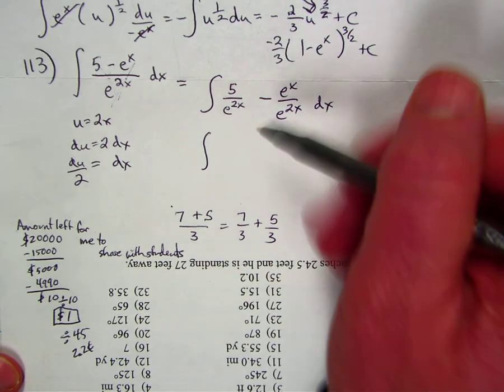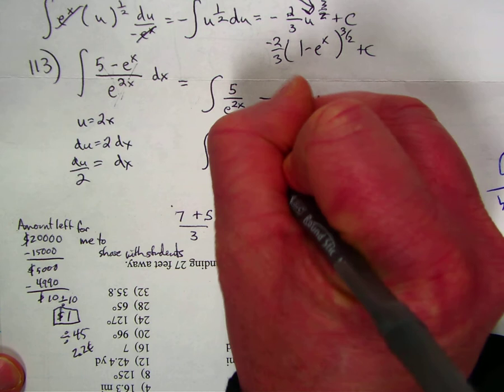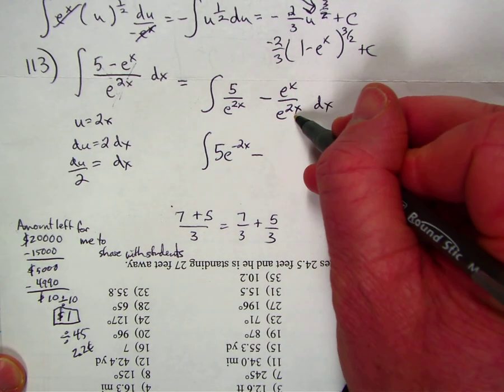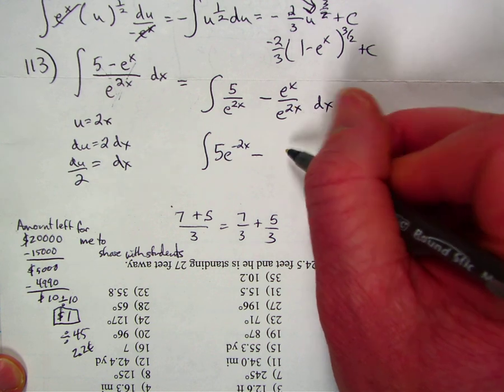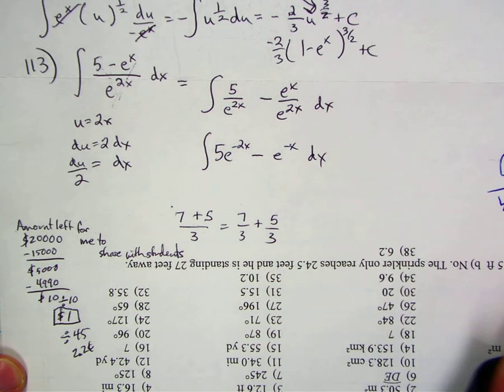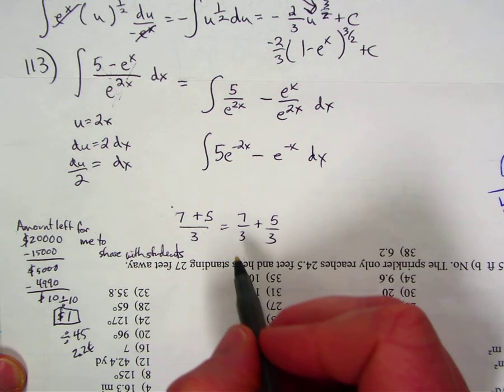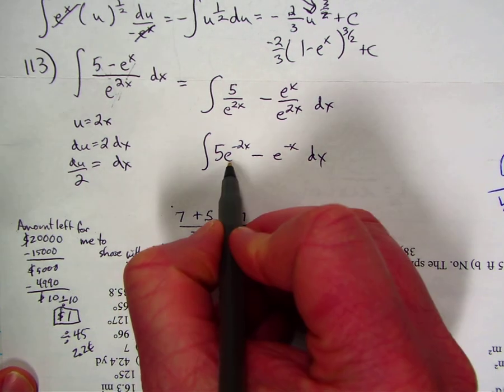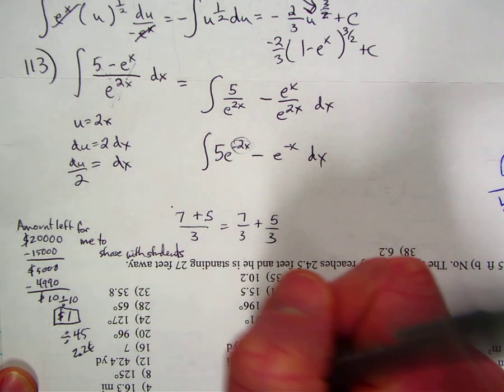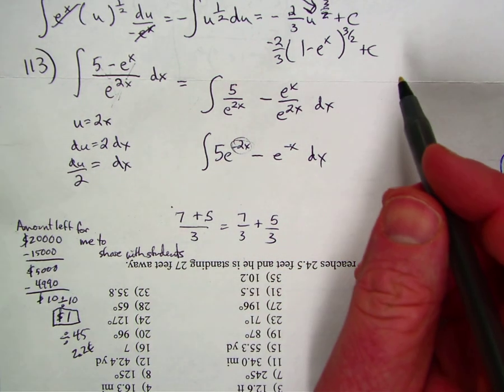So 5e to the negative 2x. Now e to the x over e to the 2x is 1 over e to the x, which is e to the negative x. These just integrate quickly. I have like 10 seconds left. That's where you can do your u substitution. You can check the answer in the back when you get there.